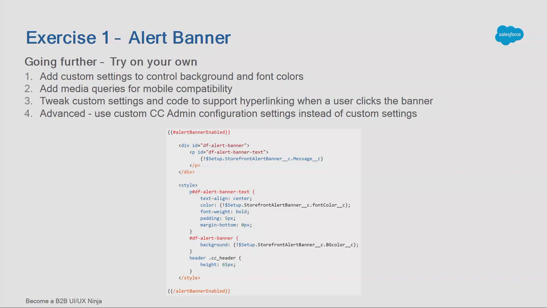And if you want to get a little bit more advanced, try to achieve the same functionality using custom CC admin configuration settings instead of Salesforce custom settings. So B2B Commerce allows you to do your own custom CC admin configuration settings. So that's a little bit more advanced. And here we have just an example for number one. You can see we're pulling in font color and background color from Salesforce custom settings.